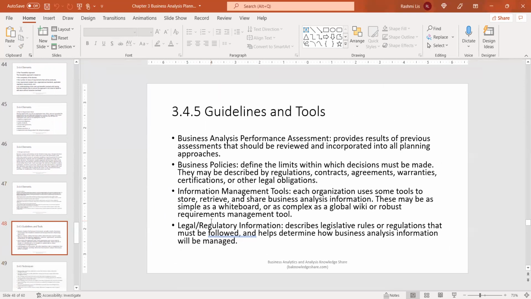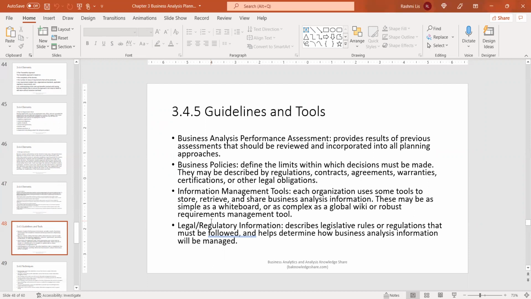A couple of guidelines and tools to consider here are the business analysis performance assessment, which provides the results of previous assessments that should be reviewed and incorporated into all planning approaches. Business policies define the limits within which decisions must be made. They may be described by regulations, contracts, agreements, warranties, certifications, or other legal obligations. Information management tools.